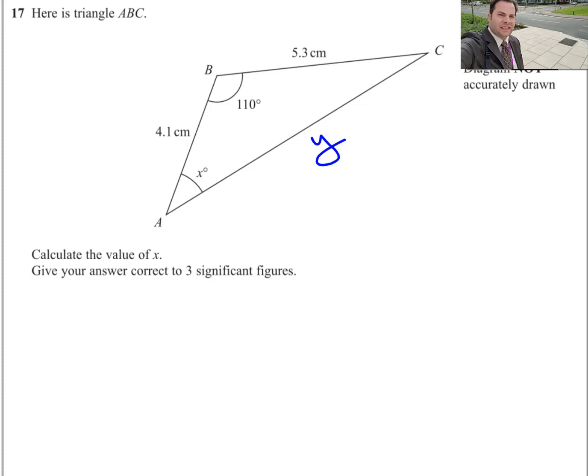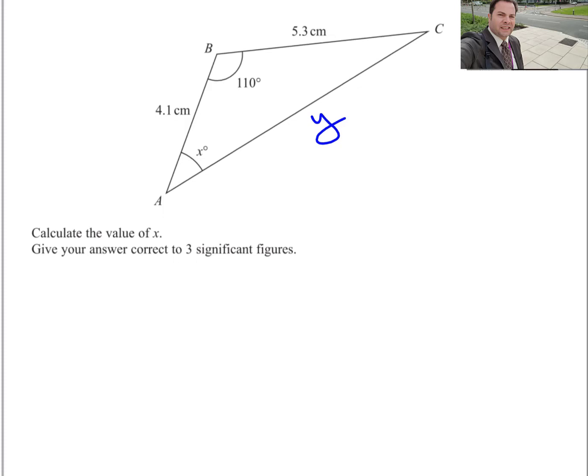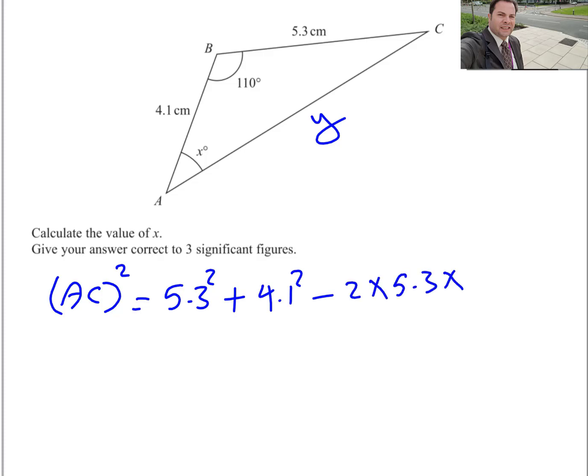So after getting this side, you can find the measure of angle x by applying the sine rule or cosine rule again. Because we have two sides and one included angle, I will get the length of side AC squared. AC squared is 5.3 squared plus 4.1 squared minus 2 times 5.3 times 4.1 times cosine 110. By using the calculator and getting the square root, you can find the length of AC. The answer is 7.730.